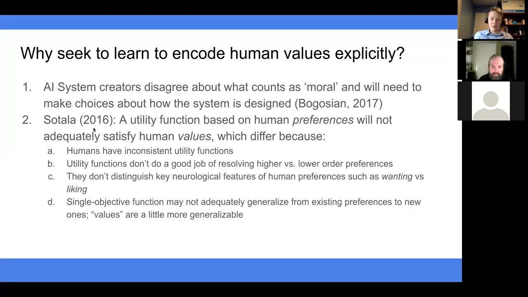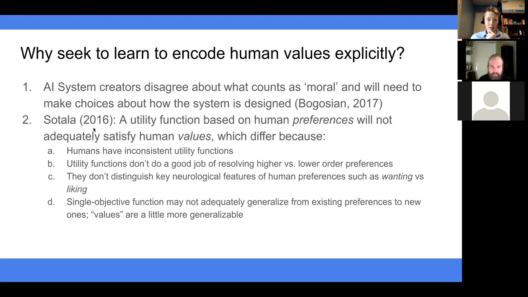So why seek to learn to encode human values explicitly? AI system creators disagree about what counts as moral and need to make choices about how their systems are designed. And we see that play out already in lots of existing systems. And perhaps it's good then to build in value learning explicitly.